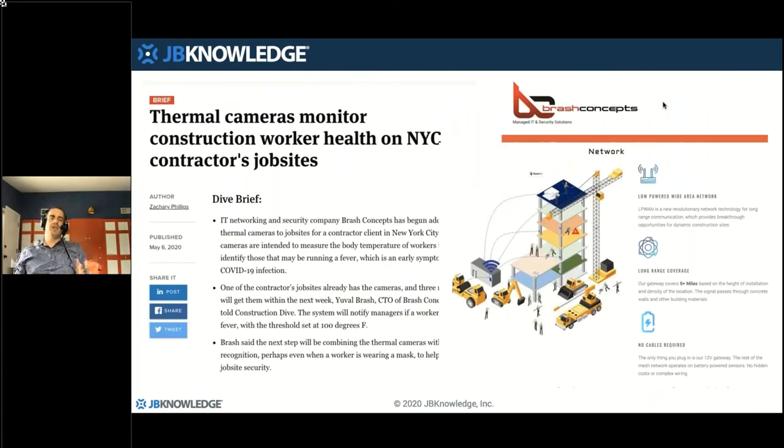There's also some other type of imaging being deployed on the job site right now, like thermal cameras. In New York City, they've got a company called Brash Concepts that is taking a thermal imaging system and automatically identifying if any worker exceeds 100 degrees Fahrenheit on their forehead. Pretty neat technology. You don't have to touch anybody. You don't have to put a thermometer at their forehead. You can just scan them as they walk in and identify who has a fever. This has been pretty helpful. It can also detect this even when the worker's wearing a mask.